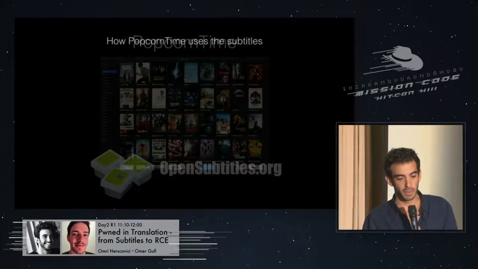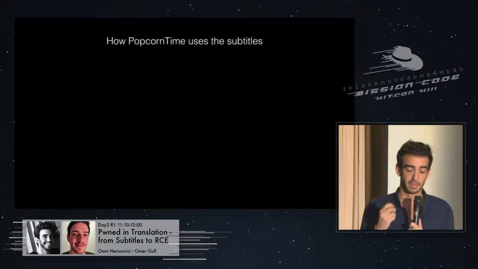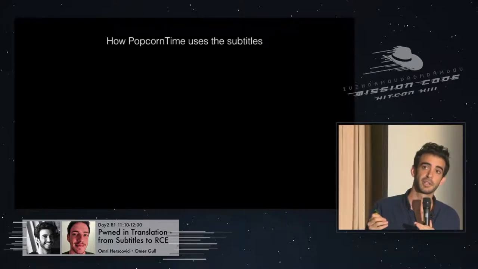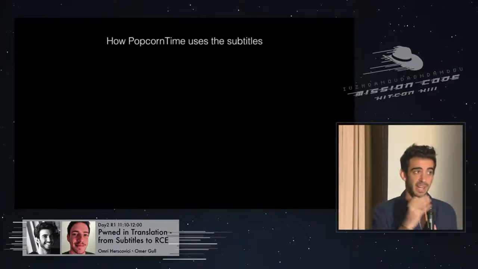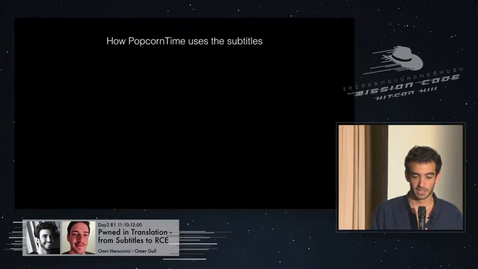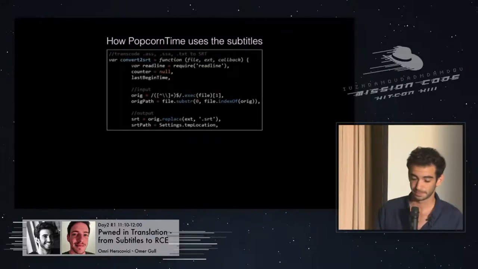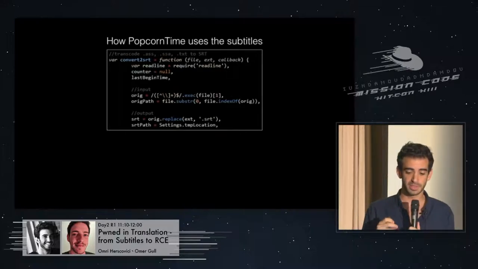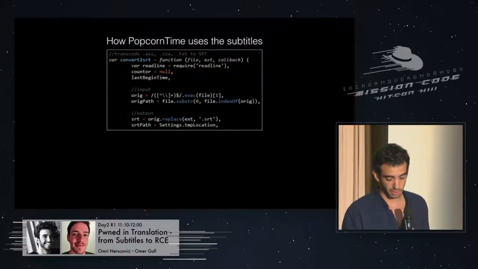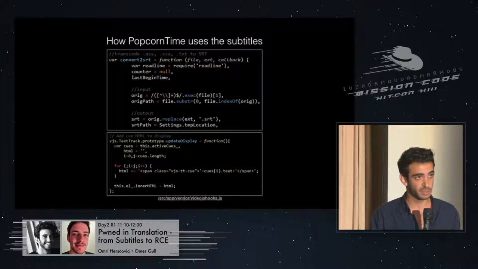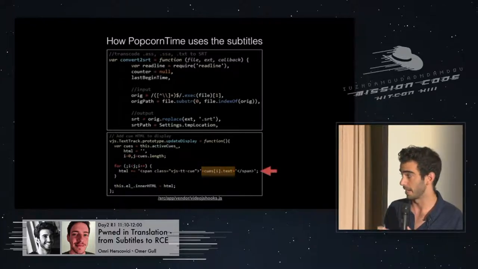Now, gaining some knowledge about Popcorn Time infrastructure, let's see how subtitles make their way from file download to the screen. Well, our journey begins as soon as the user starts playing a movie. Popcorn Time downloads the subtitles and converts whatever format it gets to an SRT timecode. After conversion, it is passed to the update display function.